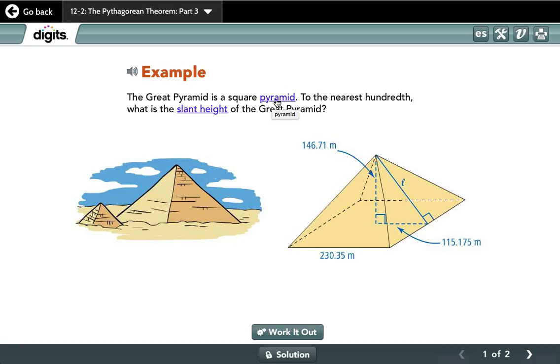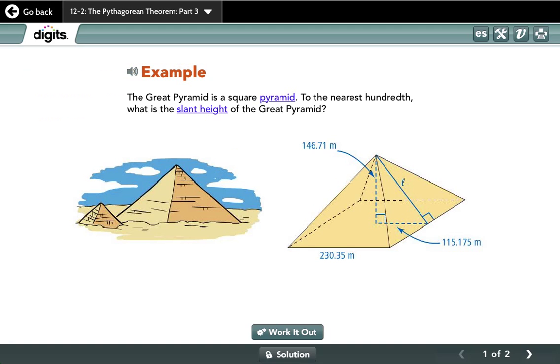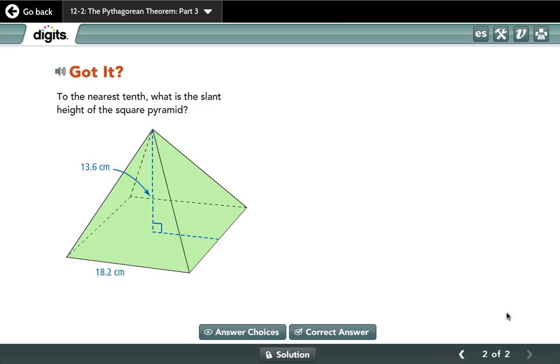This one, notice the words in blue, pyramid and slant height. If you click on those, the vocabulary word will come up. So I clicked on slant height, so there's a definition. And so you can talk about this. And now, to the nearest hundredth, what is the slant height of the Great Pyramid? A little more complicated. Again, work on this as a class. The Got It, that's what they do on their own on paper. Walk around, make sure they understand.